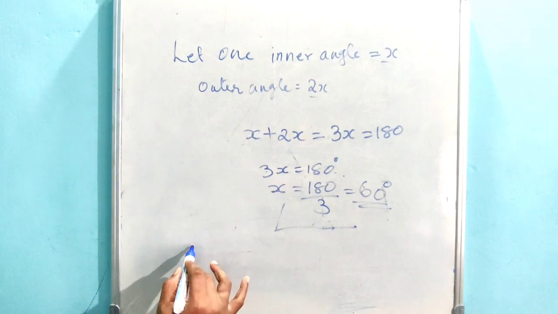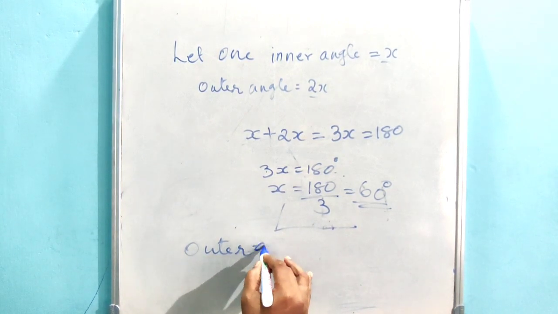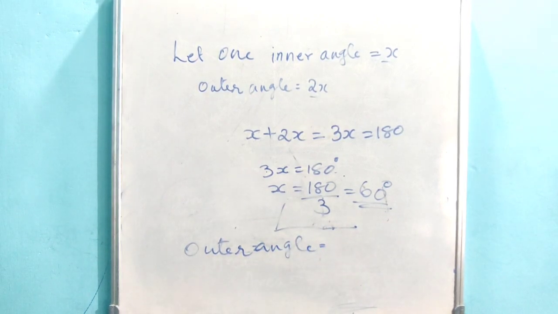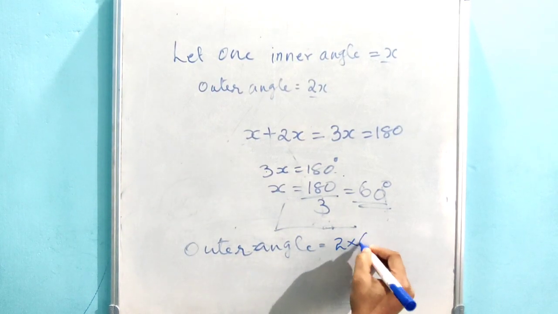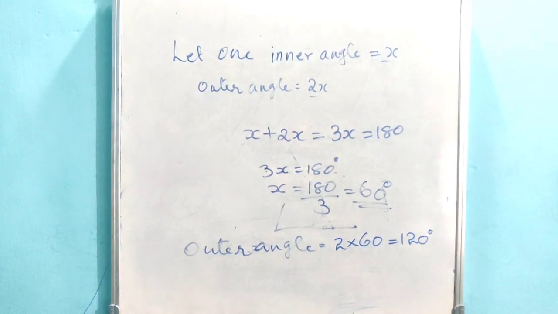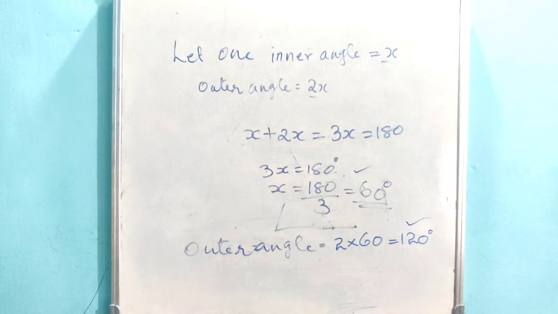Then what about one outer angle? Outer angle is double this inner angle. Outer angle is equal to 2 times 60, that is equal to 120 degrees. One inner angle is equal to 60 degrees and one outer angle is equal to 120 degrees.